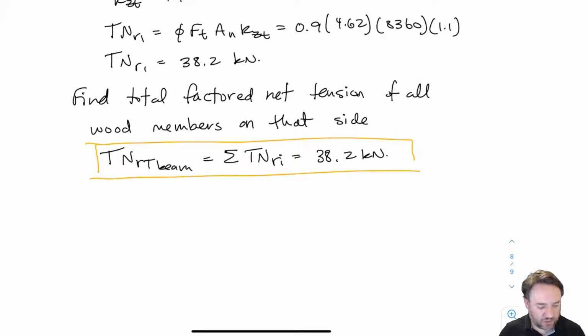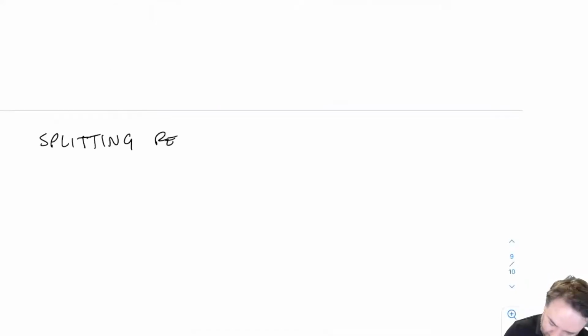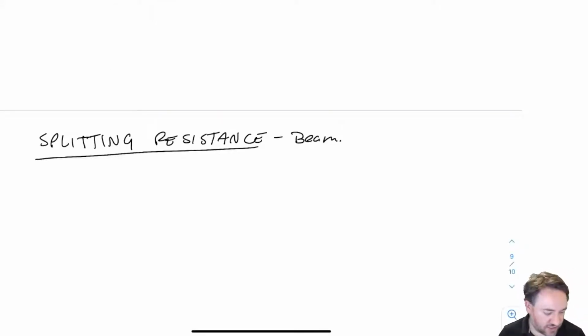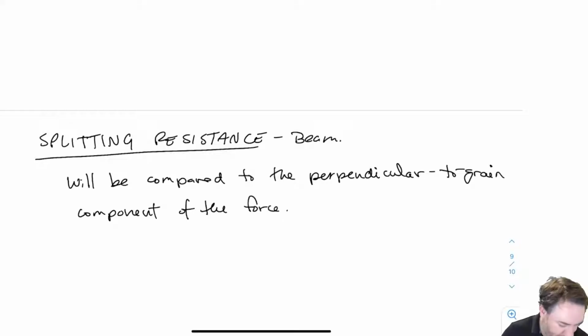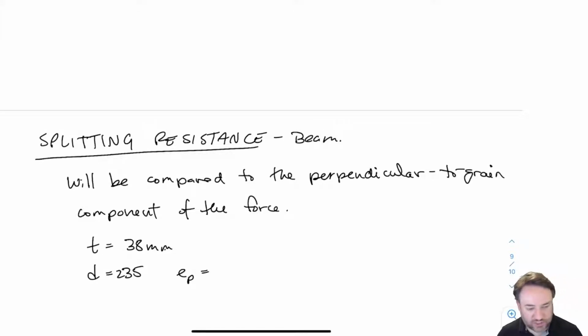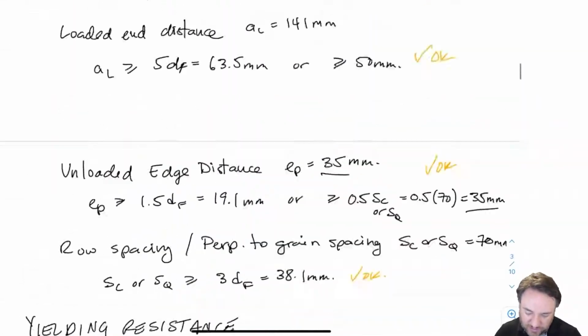Until now, because now we're going to look at the splitting resistance, which, as we know, is one of the weakest ways that we can load a piece of wood. And this splitting resistance exists because the beam has a perpendicular to grain component to the load from the bolts, that the bolts are loading the beam. Okay, so for this we need our thickness, again in millimeters. We need our total depth, which is 235. And we need our EP, which is our unloaded edge distance.